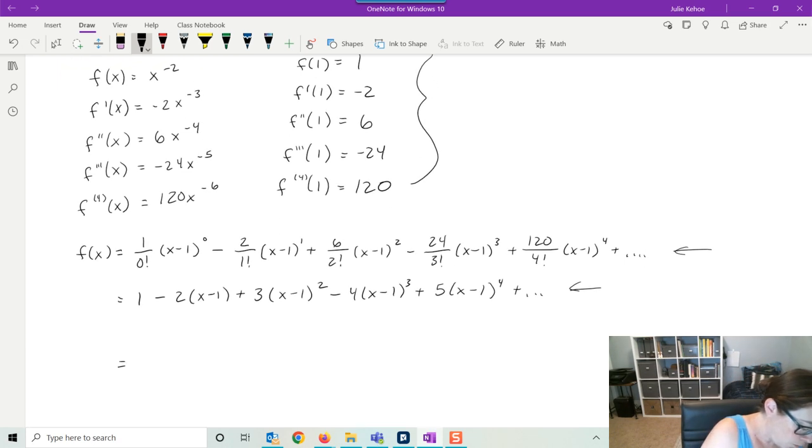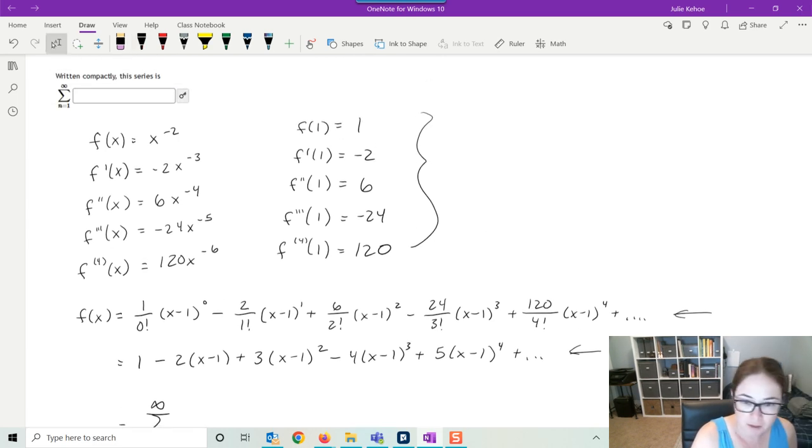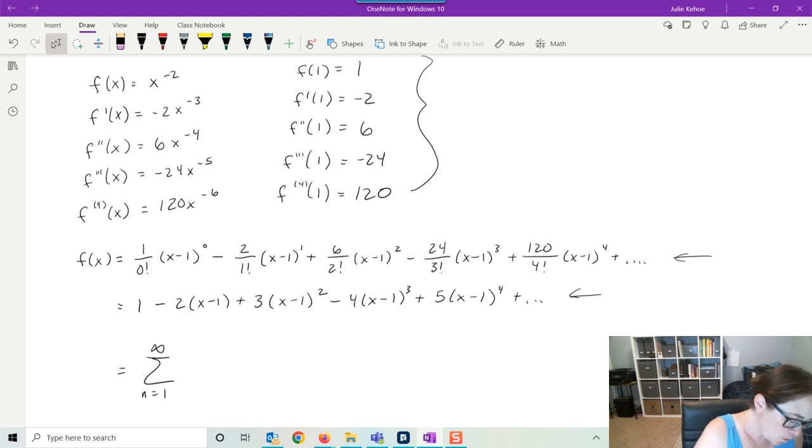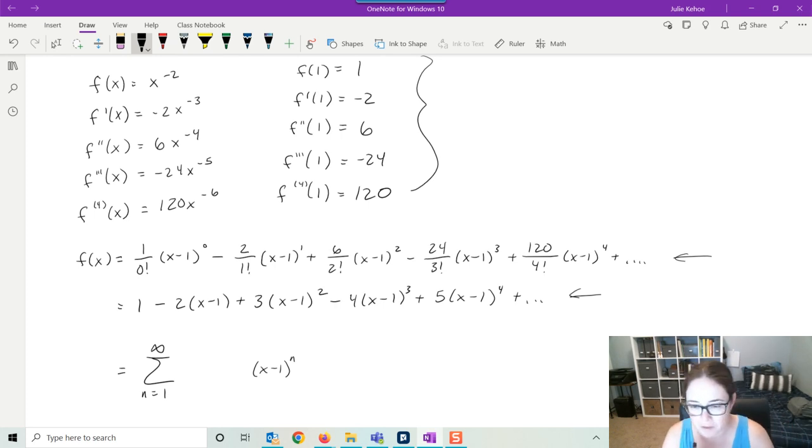And so when I start writing this in the compact form, they told me that n starts at 1, because that's what the fill in the blank already has there, so I don't get to choose that part. So I know that in here, I'm going to have an x minus 1 to a power. So I'll start with something like that, just an x minus 1 to the n. And then if I look at the coefficients, they just go up, 1, 2, 3, 4, 5. So I know there's going to be some kind of n term for that.